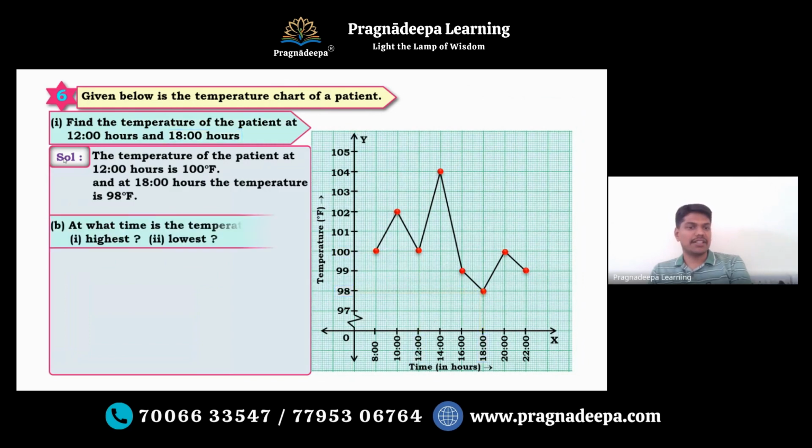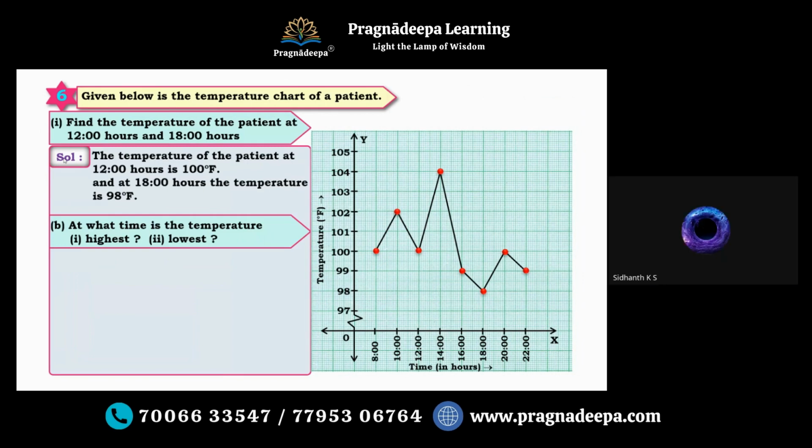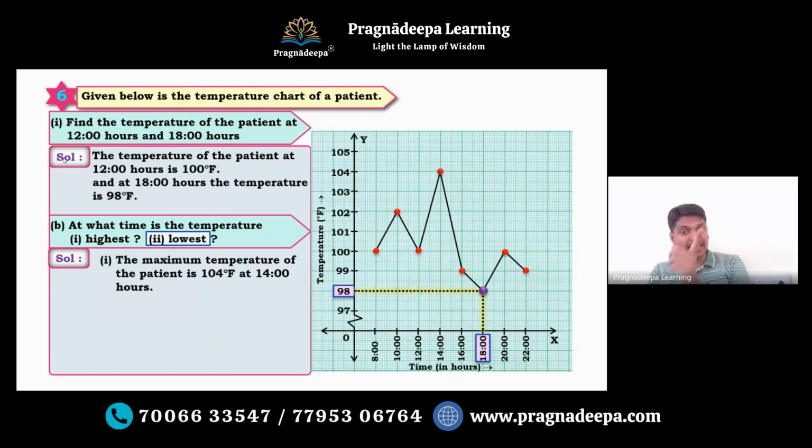Good. Next, at what time is the temperature highest and lowest? Sir, highest it was at 14 o'clock at 104 degrees Fahrenheit. And sir, lowest it was at 18 o'clock at 98 degrees Fahrenheit. No, it's 98 degrees Fahrenheit at 18 o'clock. Yes, sir. Mind the English spelling. Yes, sir. You have to be careful there with the English spelling.